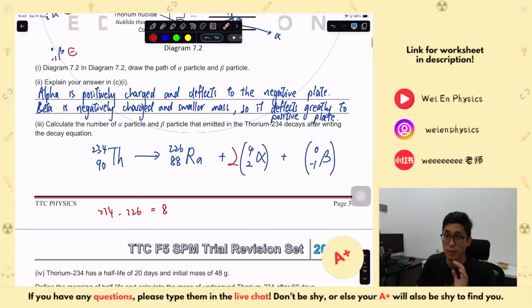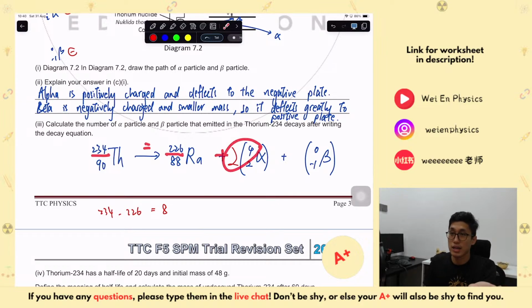So again, you check the top. It's actually simultaneous equation, you know. If you didn't notice, it's actually 2 simultaneous equations. So 234 is equal to 226 plus 8. So it's correct. That's correct.